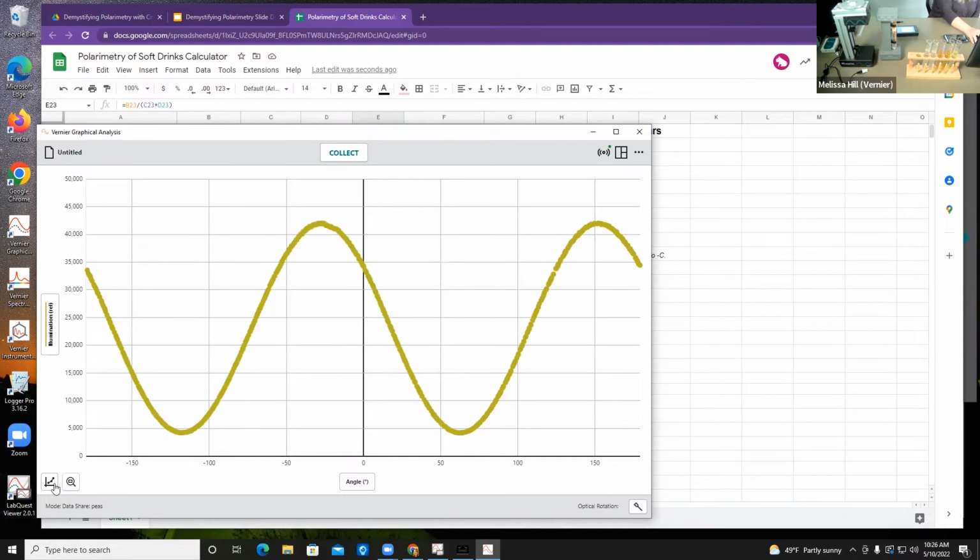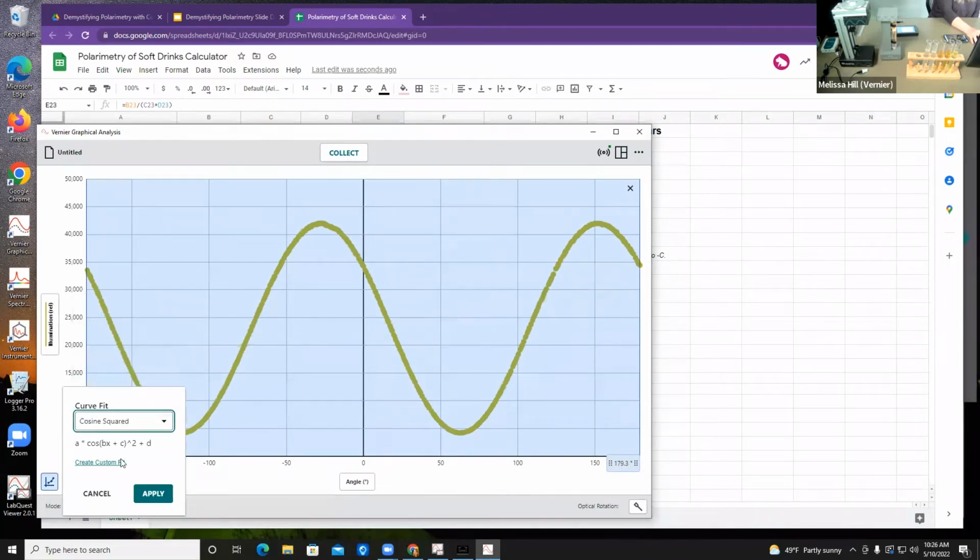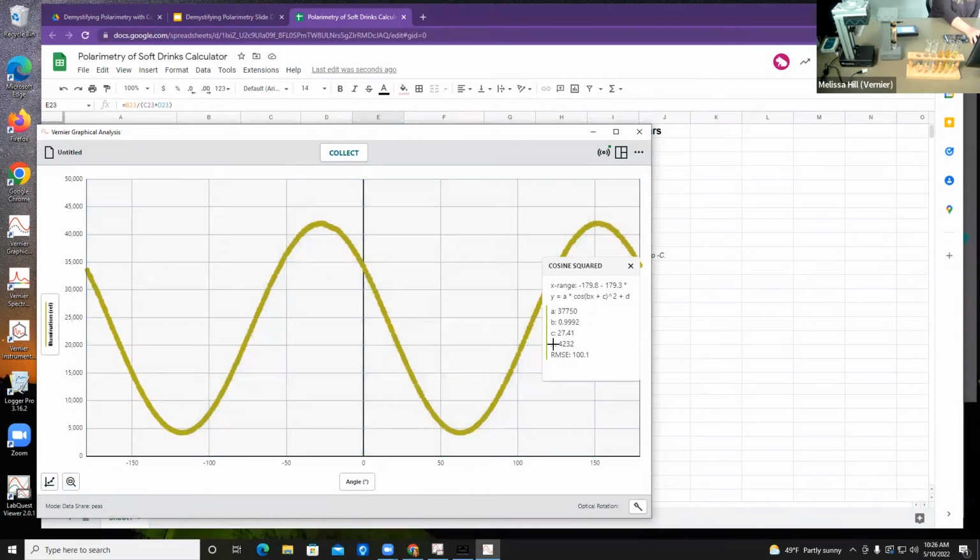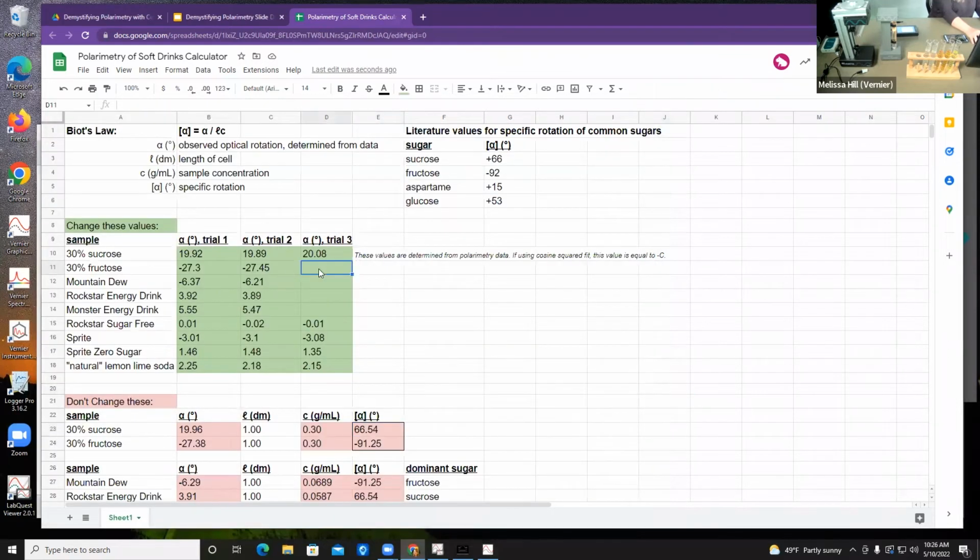And once the data is collected there, I do the same thing, apply curve fit, cosine squared, and then the opposite of the C value, negative 27.41. So I put that over here in my sheet. And I'm getting minus 91.29, and its known value is minus 92. So I'm very happy with that.